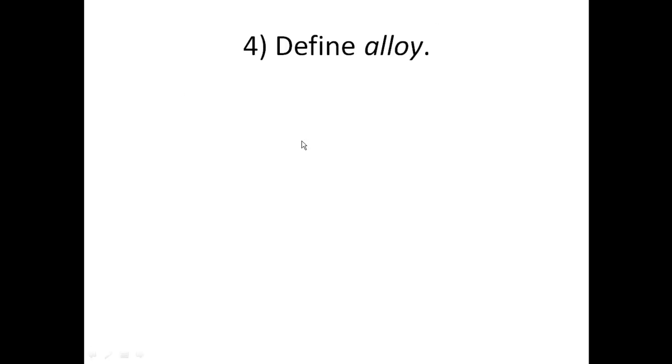So, what's an alloy? An alloy is something where you mix multiple metals together. Again, 14 karat gold would be an alloy. Brass would be an alloy because brass is made up of multiple metals. We mentioned lots of metals in the podcast that were alloys. So an alloy is a mixture of two or more metals.